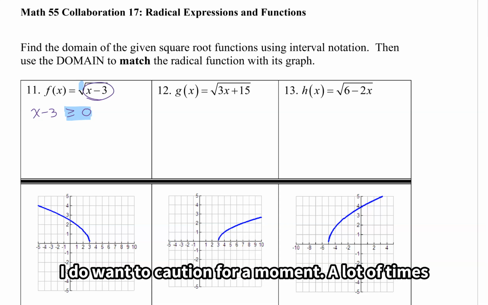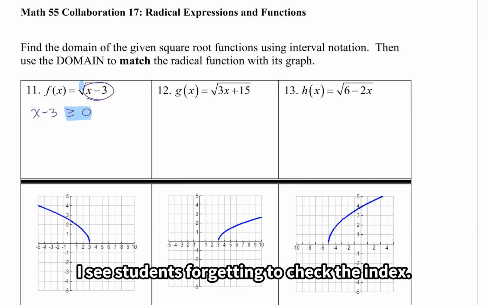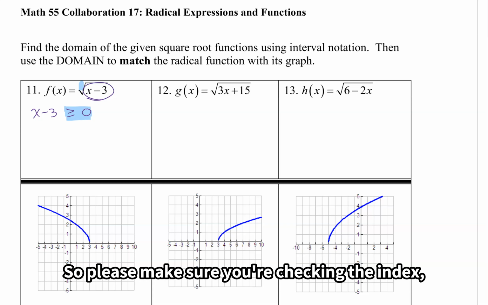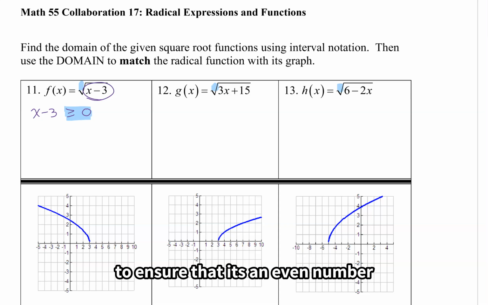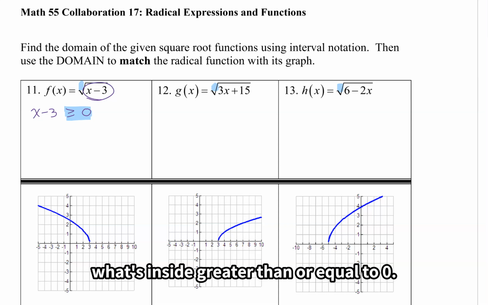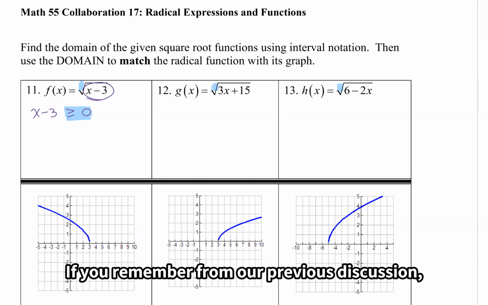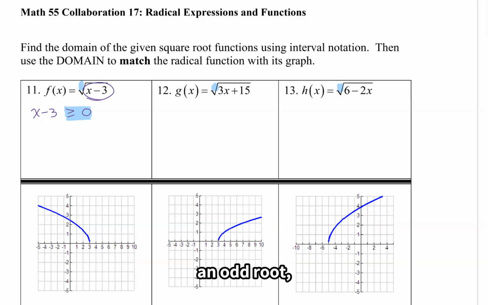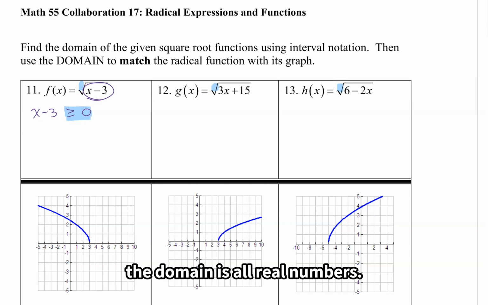I do want to caution for a moment, a lot of times I see students forgetting to check the index. So please make sure you're checking the index to ensure that it's an even number before setting what's inside greater than or equal to 0. Why is that important? If you remember from our previous discussion, for an odd root, the domain is all real numbers. We have no restrictions on odd roots, only on even roots.